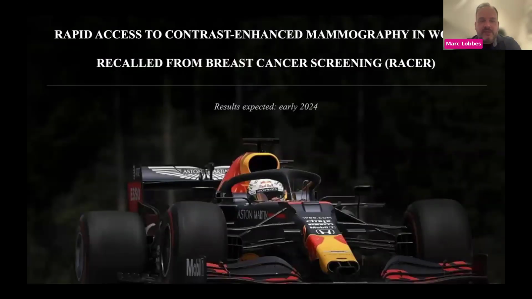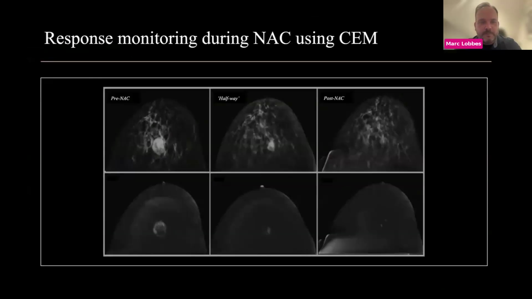Now, we applied contrast-enhanced mammography in a randomized controlled clinical trial. We compared it with a conventional workup of these women, and we expect the results, which are very promising from a cost-effectiveness point of view, to be published early or by summer 2024. So I would like to invite you all to keep track of that publication, and hopefully I can share it with you as soon as possible.